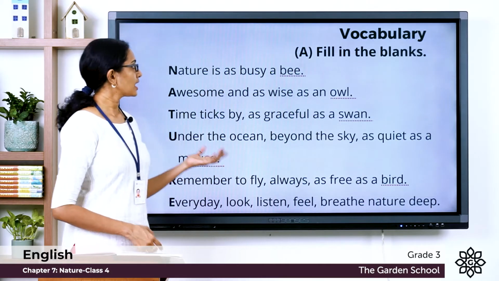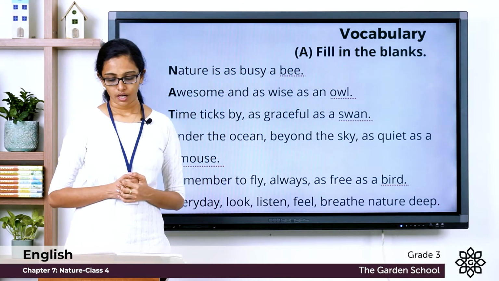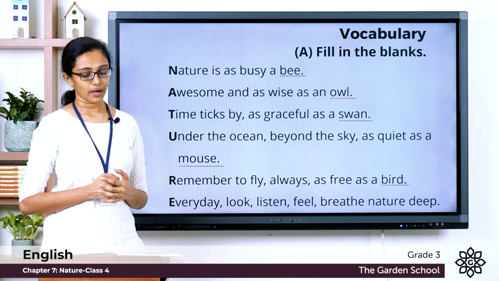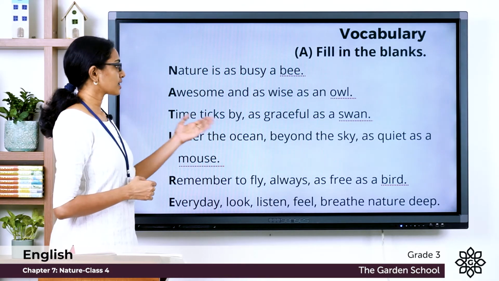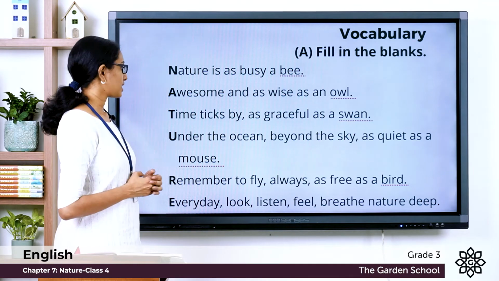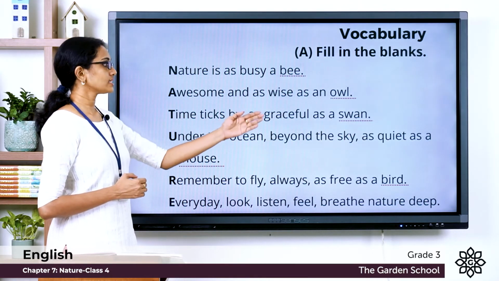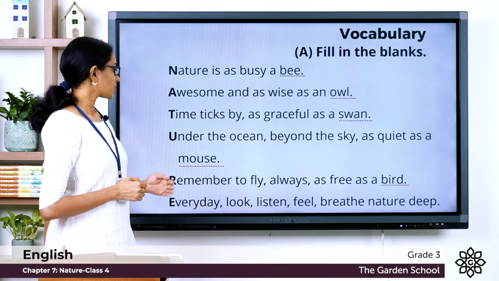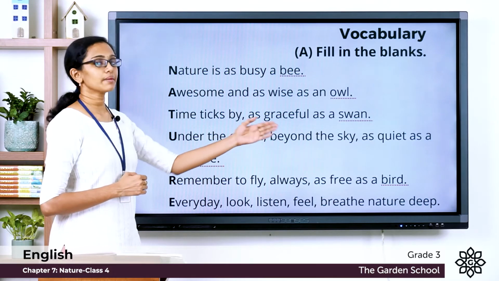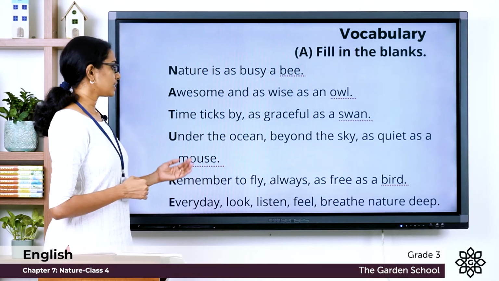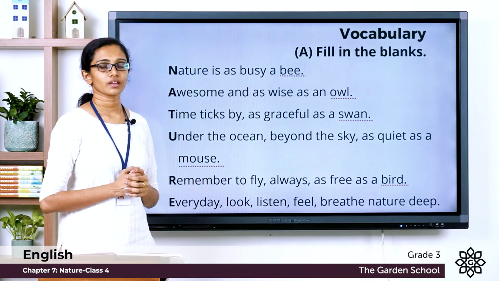So the first one, nature is as busy as a bee. Awesome and as wise as an owl. Time ticks by as graceful as a swan. Under the ocean, beyond the sky, as quiet as a mouse. Remember to fly, always as free as a bird. Every day, look, listen, feel, breathe, nature deep.